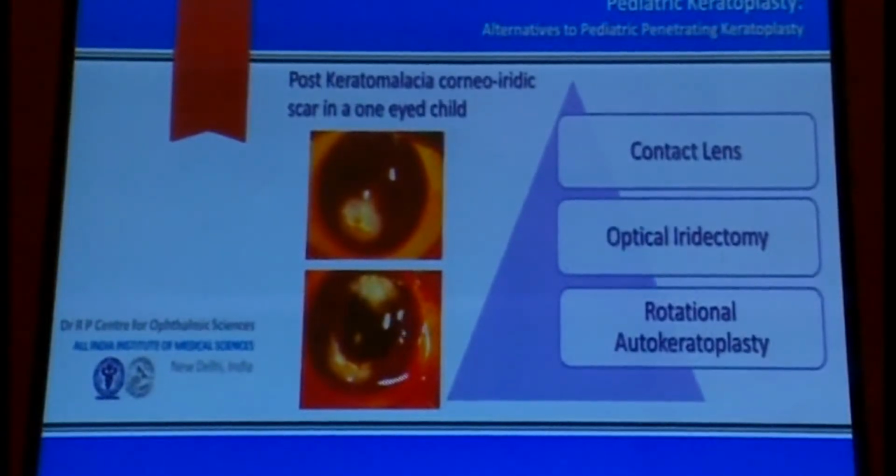A word of caution when you're doing rotational autokeratoplasties: always rule out a viral infection, because rotational autokeratoplasties don't do so well in viral etiologies. But if you're looking at post-traumatic corneoiridic scars or post-keratomalacia corneoiridic scars, then you have to plan your surgery well, of how you're going to rotate.